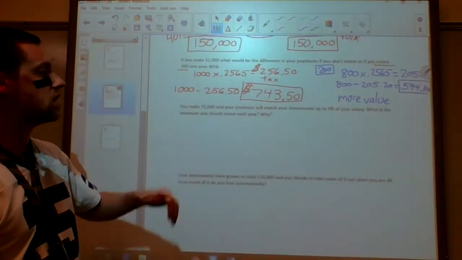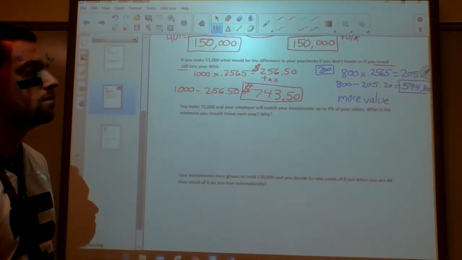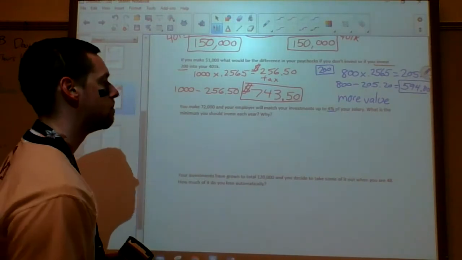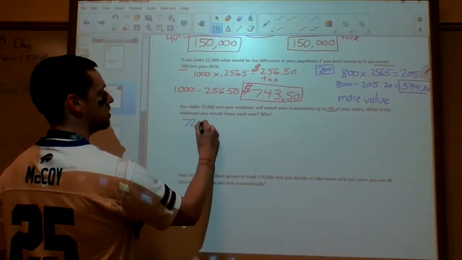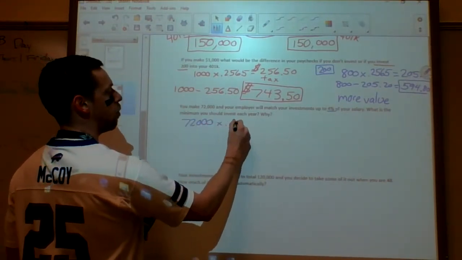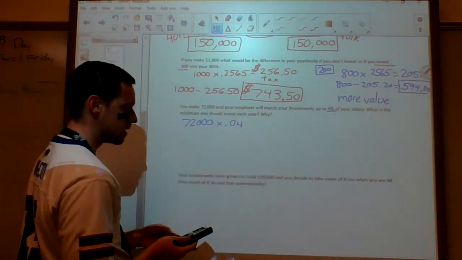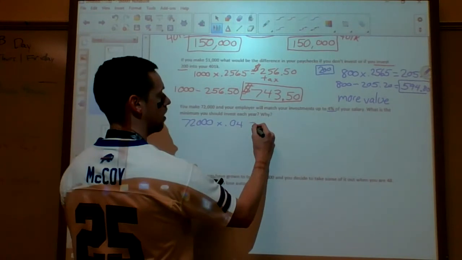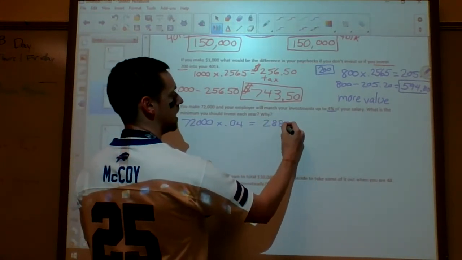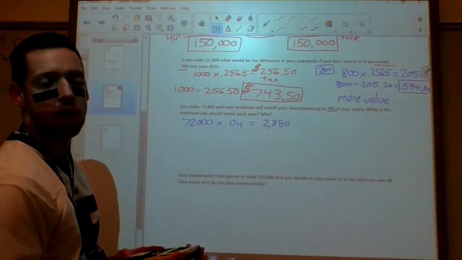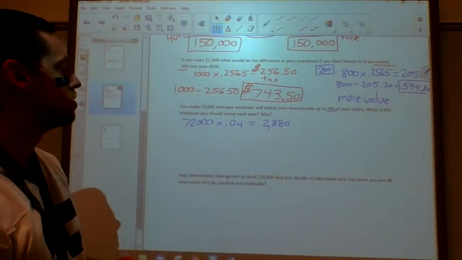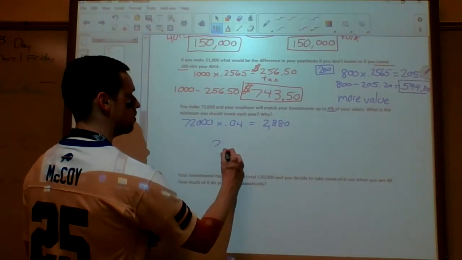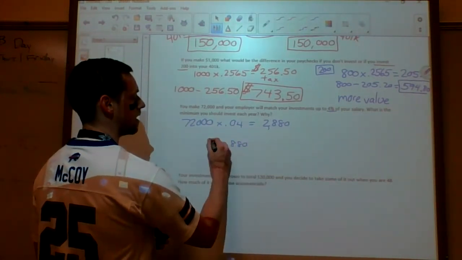If you make $72,000 and your employer is going to match it up to 4% of your salary, you want to see what they would match? I'm going to do 72,000 times 0.04. Remember to change it to a decimal. So your employer will match up to $2,880. They will not match more. That's the most they will match. So what should you invest a year? You should invest $2,880.